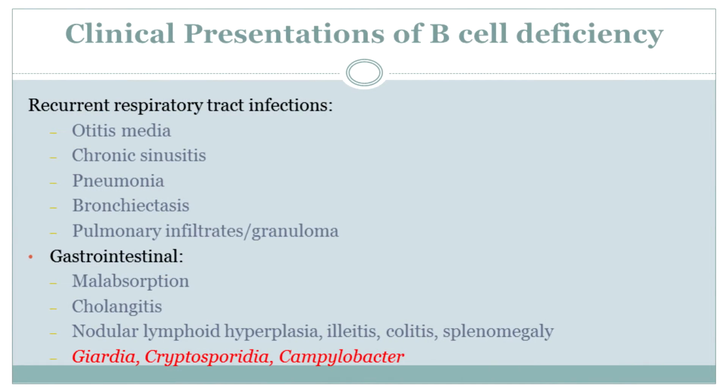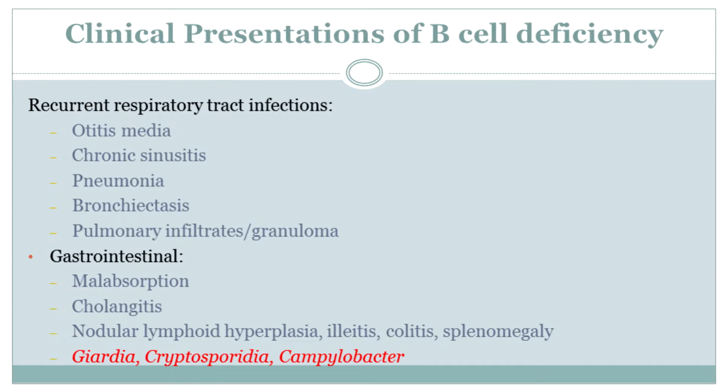So how do these patients present? Once again, recurrent respiratory tract infections, recurrent ear infections, sinus infections, pneumonia, and finally, many of them have end organ damage, so bronchiectasis. Some often will present to your office with pulmonary infiltrates or granulomas.